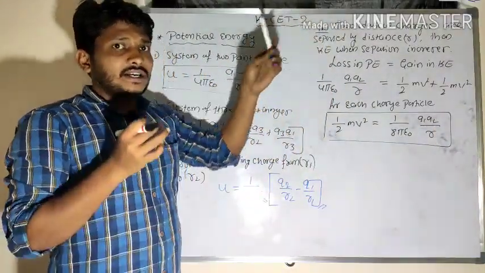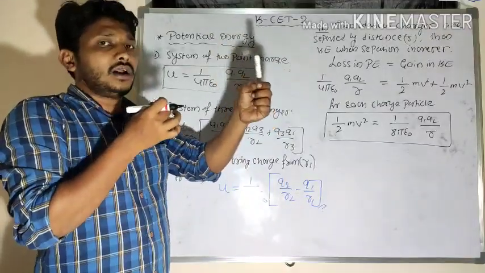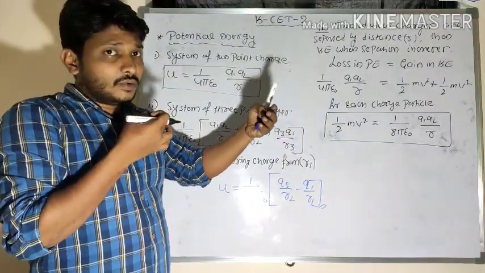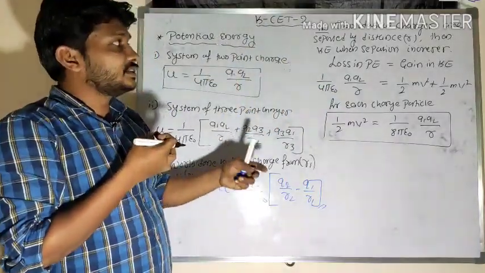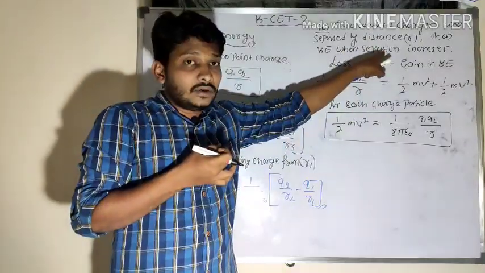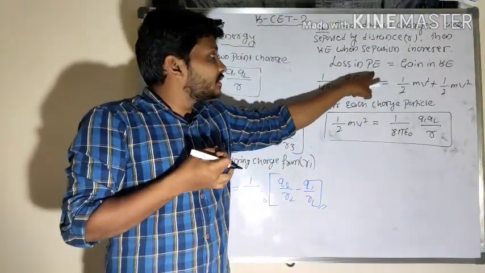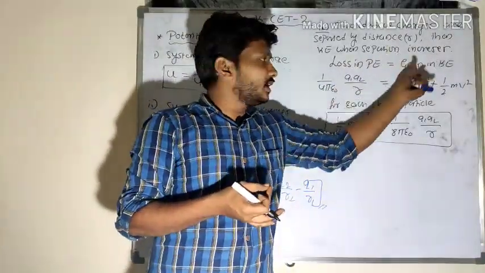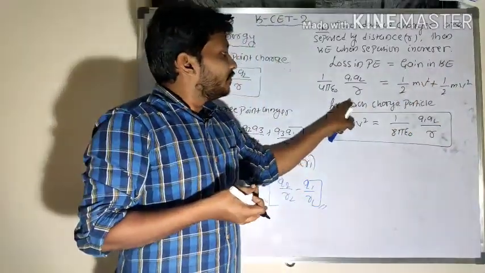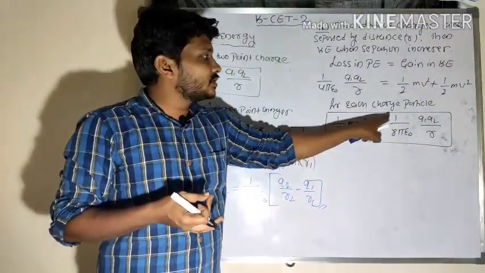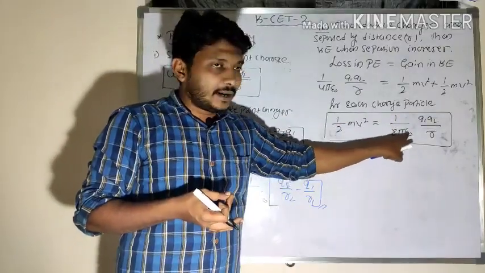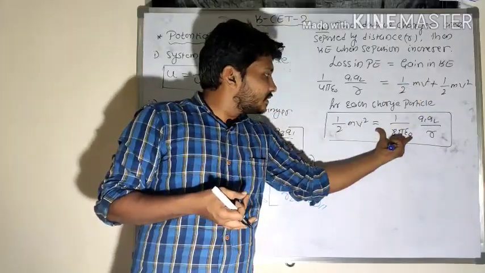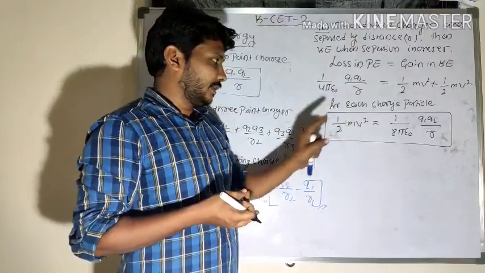I consider two identical charges, and the separation between them is r. Now these two charged particles are moving, or one of the charged particles is moving. If the charged particles are moving, what happens here? Kinetic energy is going to increase. As the kinetic energy increases, potential energy will decrease here. So loss in potential energy is equal to gain in kinetic energy of the charged particle. For each charged particle, kinetic energy is 1 by 8 pi epsilon naught q1 into q2 divided by r. This is for two charged particles, and this is for each, or a single, charged particle.